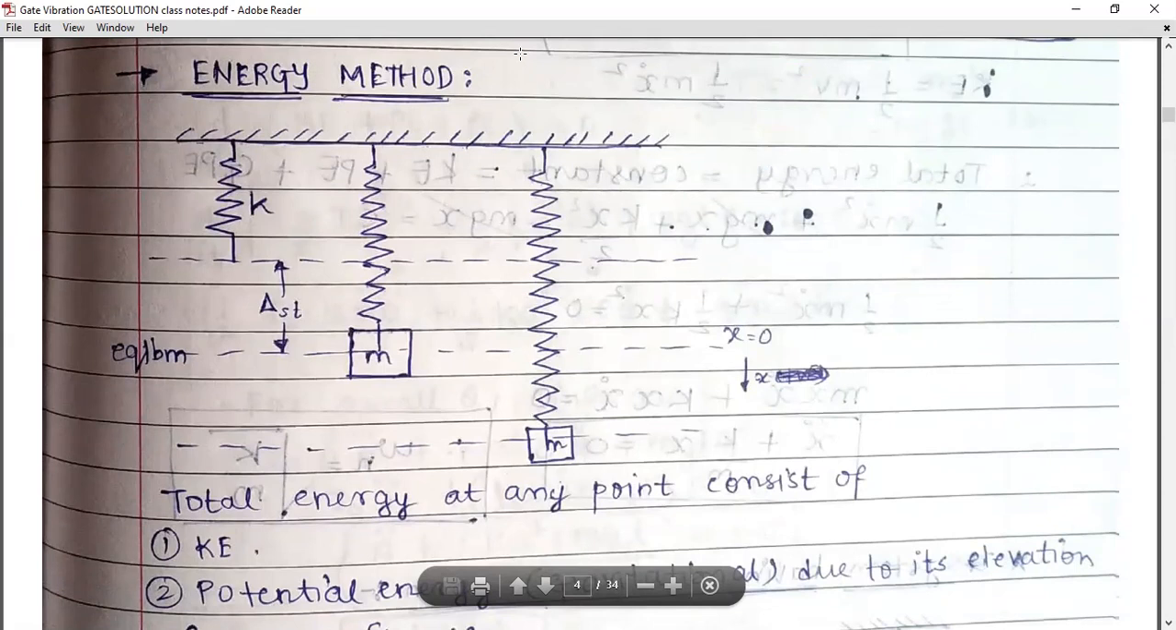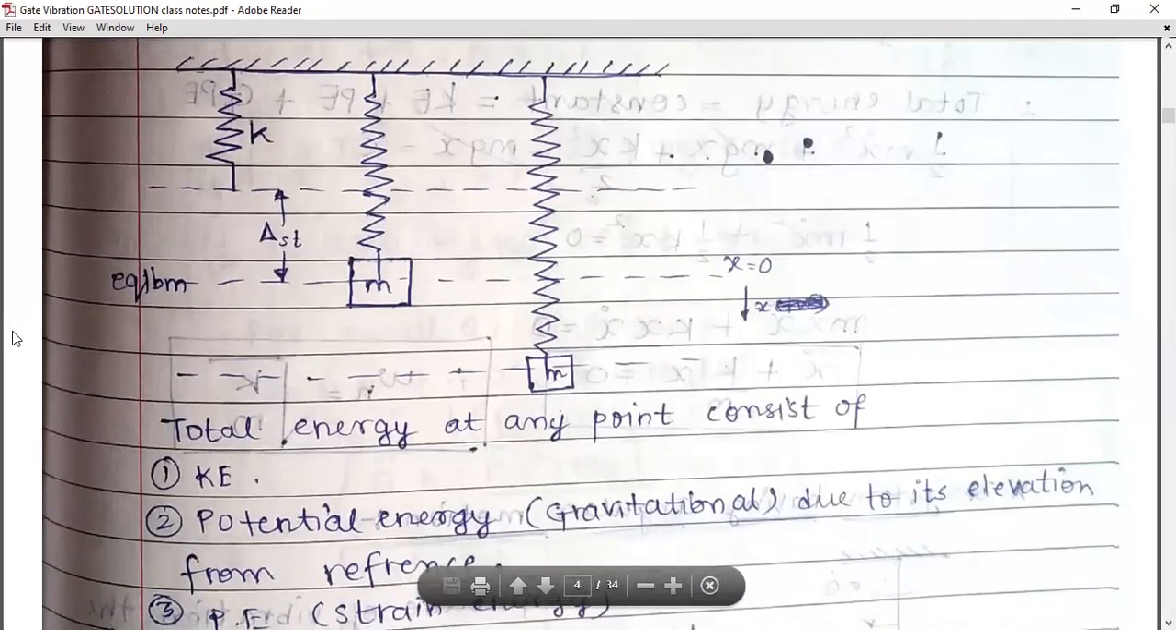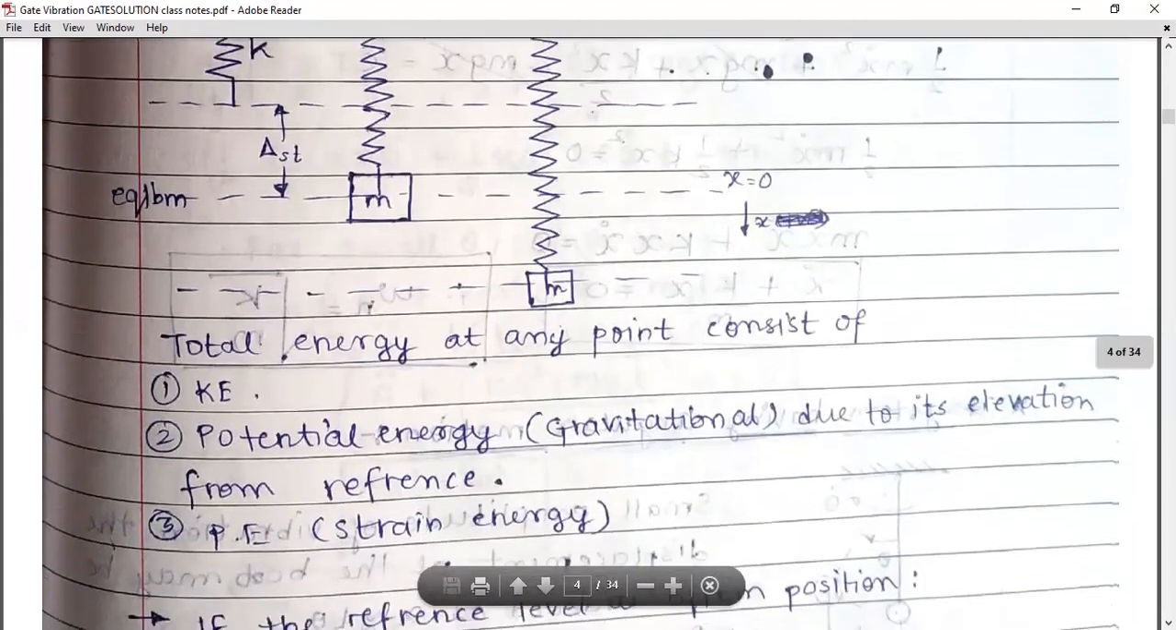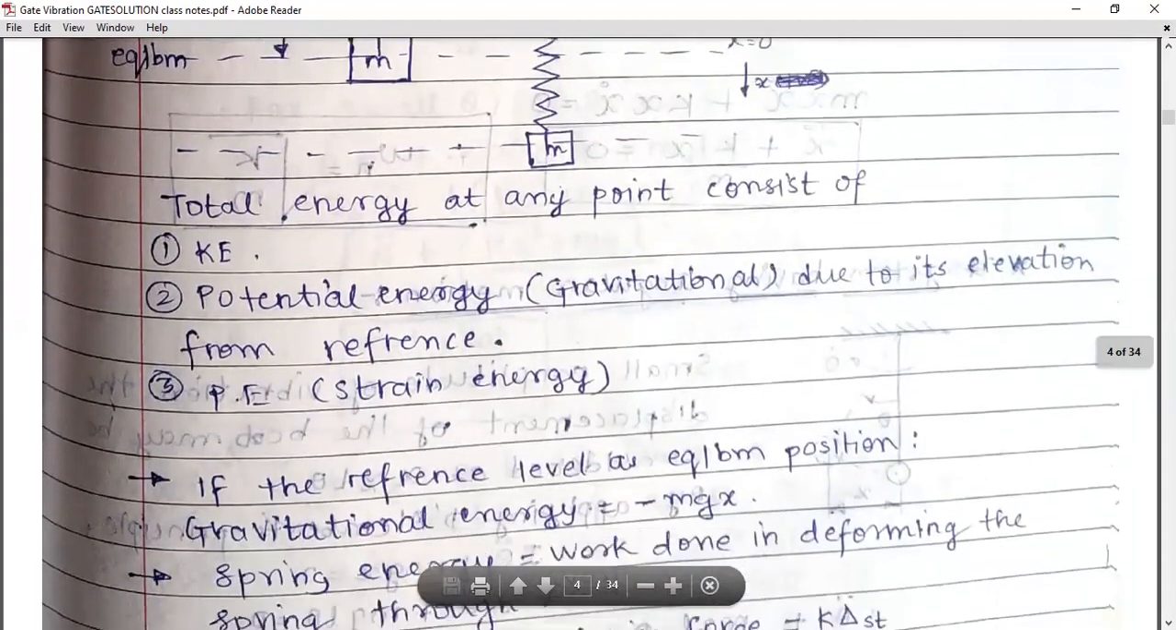Now in the equilibrium energy method, we are going to see what the energies are. You know that energies can be potential energy, kinetic energy, or spring energy. But here we have just described them in different forms.